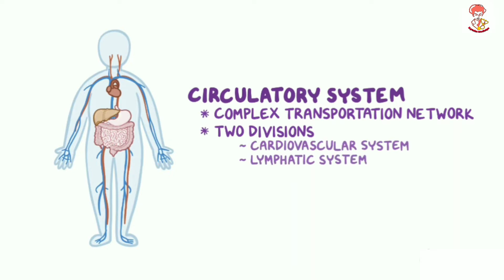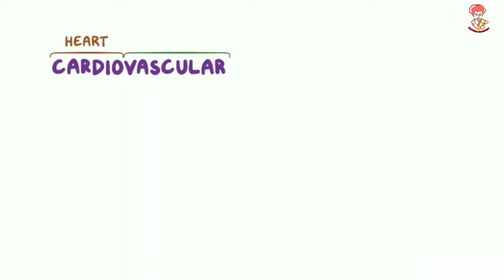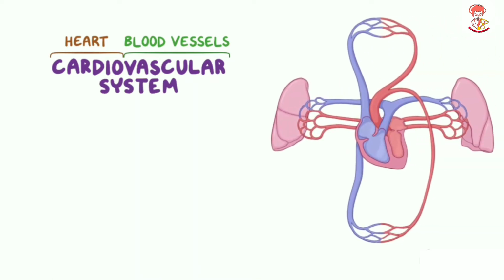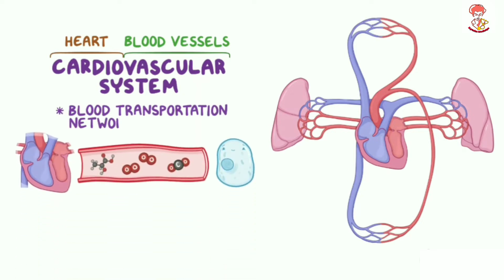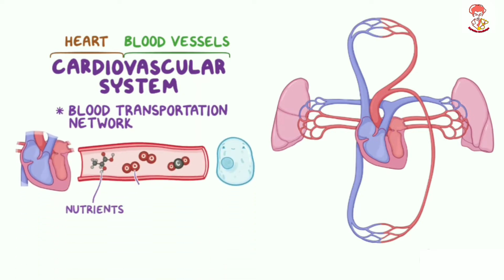Now let's focus on the cardiovascular system. The term cardiovascular can be divided into cardio, meaning heart, and vascular, meaning blood vessel. So the cardiovascular system consists of the heart and blood vessels, which together make up the blood transportation network of the body that carries nutrients, oxygen and waste products to and from the cells.